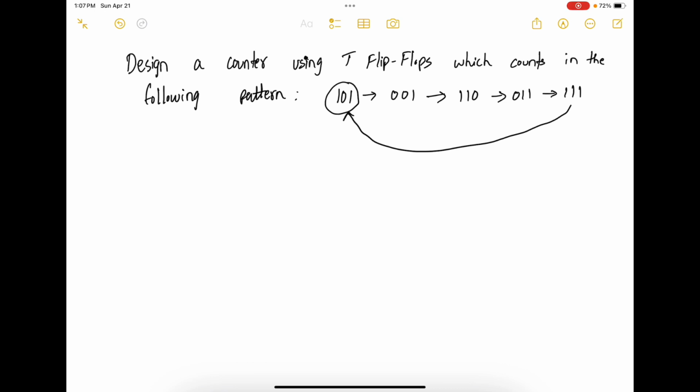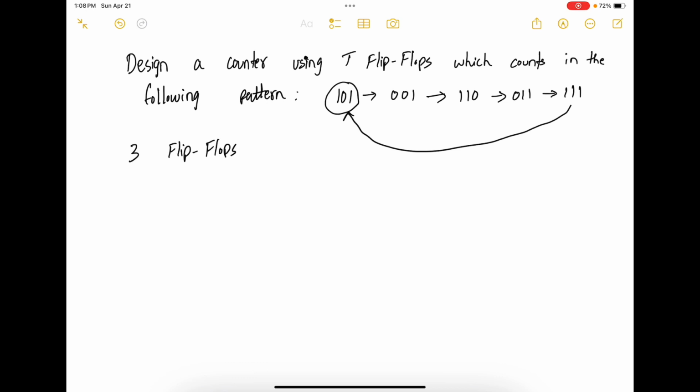Again, whenever you're given a counter problem, the first step is to identify the number of flip-flops required. It doesn't matter if it is T flip-flops, D flip-flops, JK flip-flops, or SR flip-flops. The number of flip-flops is going to remain the same. To get the number of flip-flops, look at the pattern. Here, the pattern has 3 bits. Therefore, you would need 3 flip-flops.